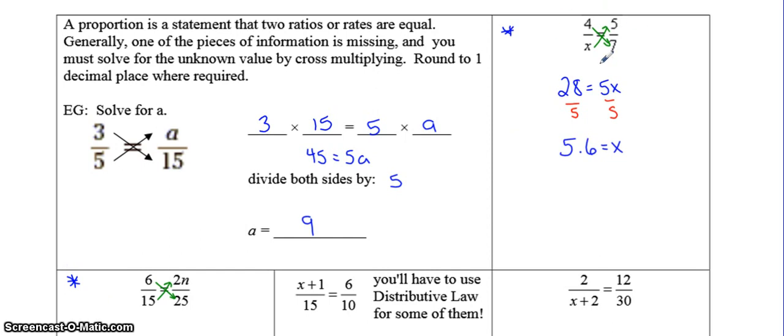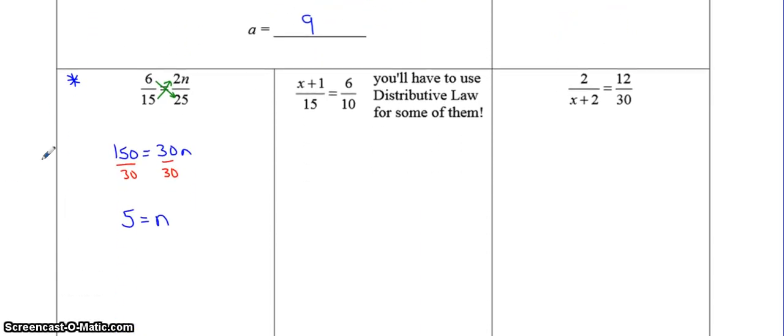Okay, welcome back. So in this example here, on the left side, 4 times 7 is 28. On the right side, 5 times x is 5x. Divide both sides by 5 and you get 5.6. The second example was a little bit trickier because you had this 2n. On the left side, 6 times 25 was 150. On the right side, 15 times 2n is 30n. And then divide both sides by 30 to get n equals 5.